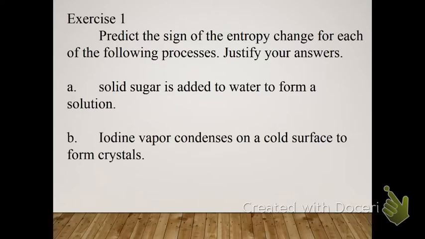Here we go. Predict the sign of the entropy change for each of the following processes and justify your answer. Solid sugar is added to water to form sugar water, but it's forming a solution, right? So what's the sign of delta S? Positive, because I am increasing my disorder. And then if I have iodine vapor and it condenses to form crystals, what's going on with delta S? Negative. I'm becoming more ordered, or my entropy is decreasing.